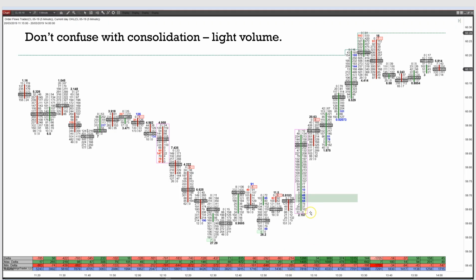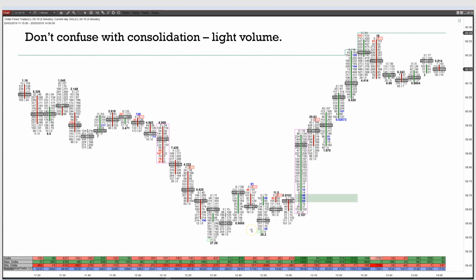Then obviously, it's 1 o'clock. Something happened here at 1 o'clock. You got the big volume expansion, 7,800. Another big volume expansion here, 15,000. This is consolidation. All these terms start sounding alike after a while.